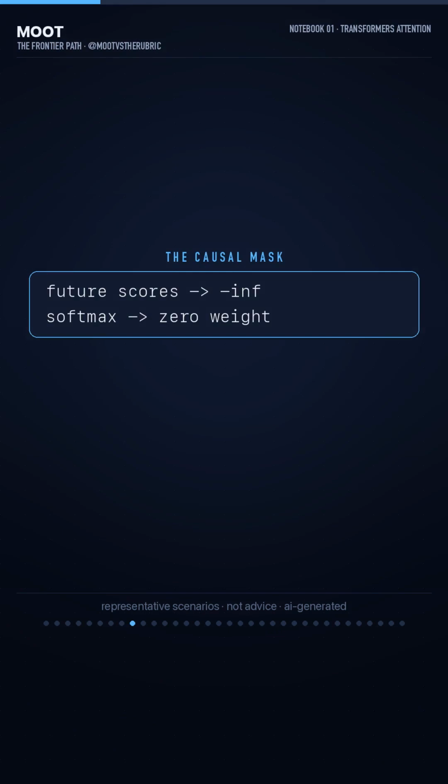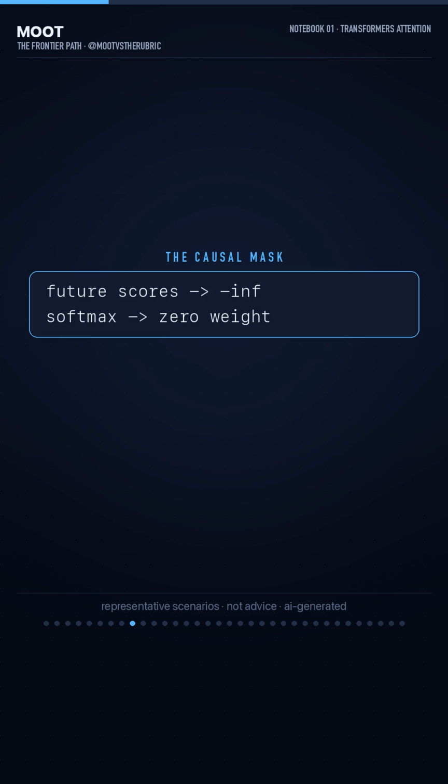For a model that generates text left to right, a token must never peek at tokens that come after it, otherwise it would cheat by seeing the answer. We enforce that with a causal mask. Before the softmax, every score that points to a future position is set to negative infinity. When the softmax exponentiates negative infinity, it gets exactly 0, so those future positions receive 0 attention weight.